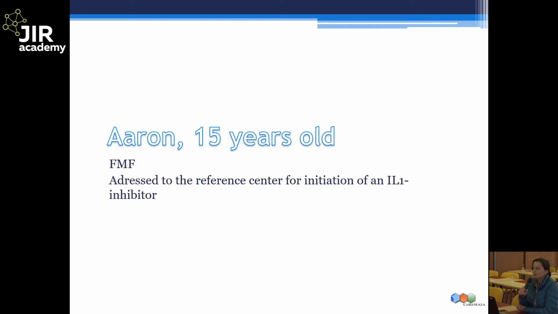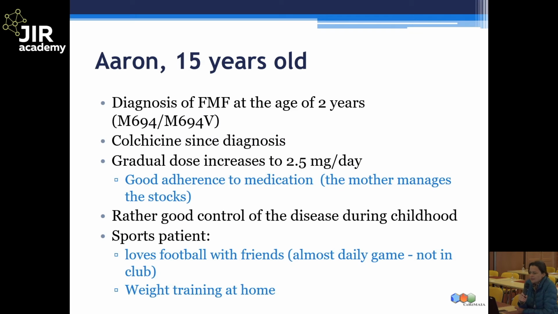So I tried to have 2 clinical cases to work on, to see how we could change and how we could assess adherence to treatment. So Aaron is a 15-year-old boy. He is coming to my outpatient clinic and he is addressed for initiation of an IL-1 inhibitor. His history is that he has been diagnosed with FMF at the age of 2 years. The diagnosis is clear. He has 2 clear mutations. He took colchicine since diagnosis, and he needed a gradual dose increase to 2.5 milligrams per day.